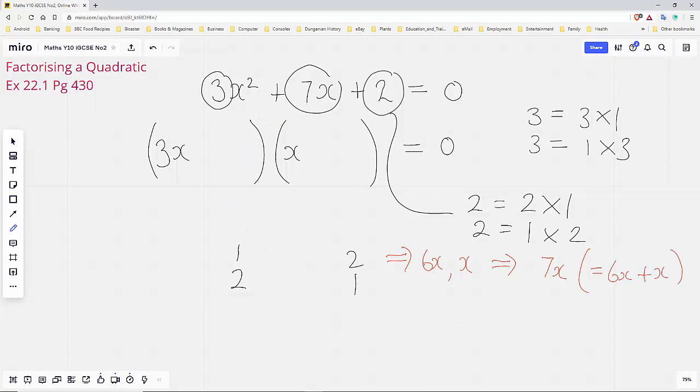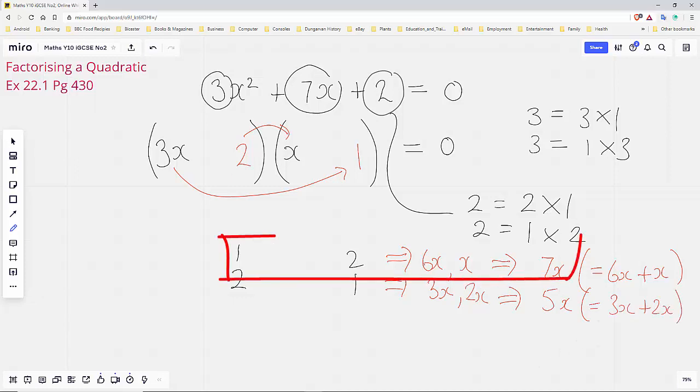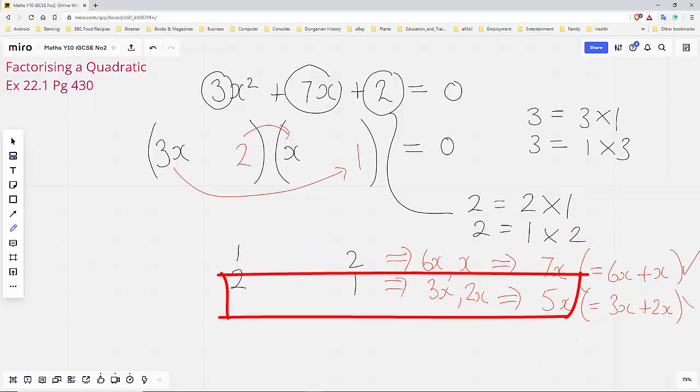If we take the other two numbers, 2 and 1, and put the 2 in here and the 1 in here, what could we generate? Well, we could have a 3x times 1 would give us 3x, and the 2 times x would give me 2x. So the best I could possibly achieve here is 5x, in other words equal to 3x plus 2x. So I think we can agree that this is the solution, not this one here.